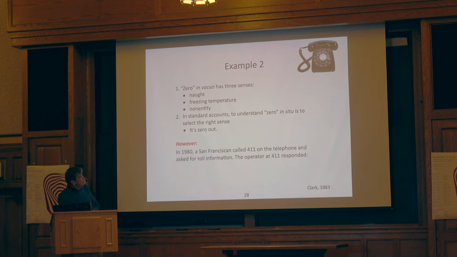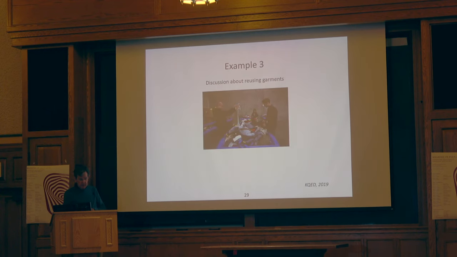However, in 1980, a San Franciscan called 411 on the telephone. This is information, you guys don't know about information anymore. And asked for toll information. And the operator at 411 demurred and said, I don't know, you'll have to ask a zero. Now, what is a zero? It's a person you would get by dialing zero. So you dial zero, and then you can ask that person, but you can't ask the person at 411. Now, a zero surely doesn't mean this. There's no conventional meaning for which this is true.